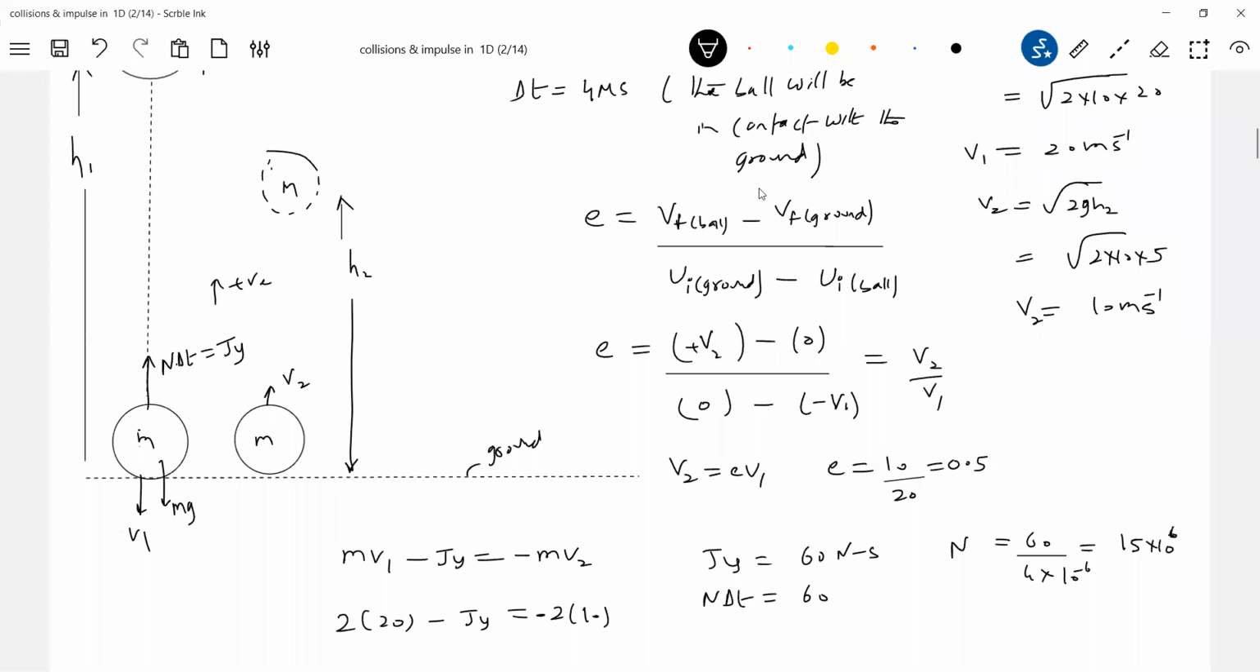So therefore, in all our collisions, shall we consider the effect of weight during collision? Negligible. So here what we can say is the impulse due to weight, mg into delta t, is negligible compared to the impulse set up due to normal contact forces.